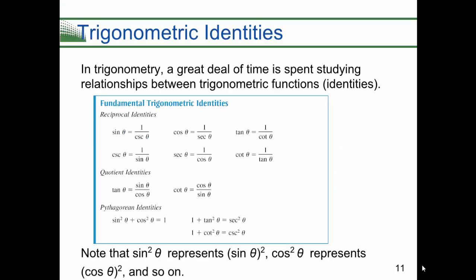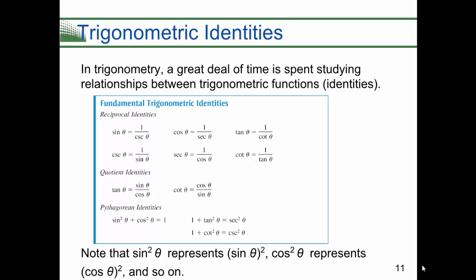The first 6 identities are the reciprocal identities that we have already mentioned. Cosecant is the reciprocal of sine, secant is the reciprocal of cosine, and cotangent is the reciprocal of tangent. Just as sine is the reciprocal of cosecant, cosine is the reciprocal of secant, and tangent is the reciprocal of cotangent. Some that we did not talk about yet are the quotient identities. Tangent is equal to sine of theta over cosine of theta, and cotangent is equal to cosine of theta over sine of theta. The Pythagorean identities: we know that sine squared of theta plus cosine squared of theta is going to equal 1.